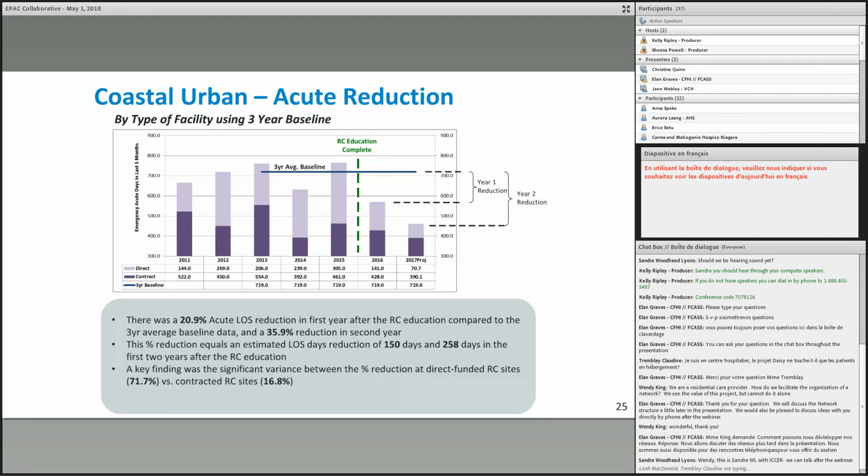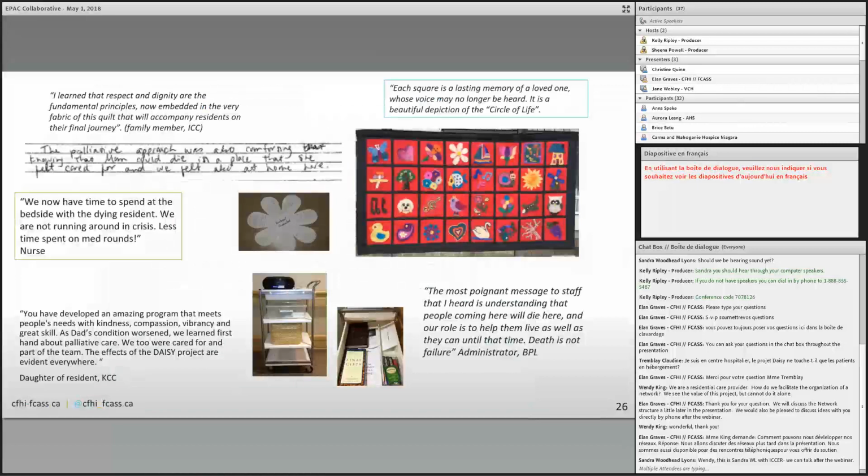So coastal urban acute reduction, you can see there the reduction in actual use of bed days in the hospital. Reduction of 150 days in the first year and 250 days in the first 2 years after the RC education. So that obviously is very important to the senior leadership team, especially when our hospitals are so busy.